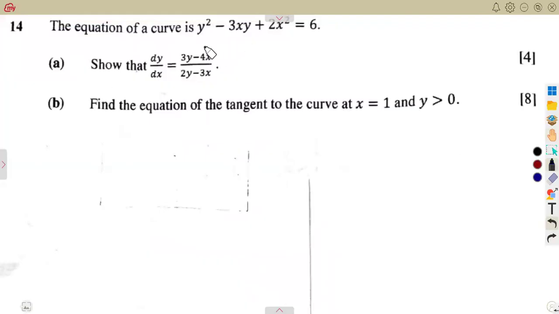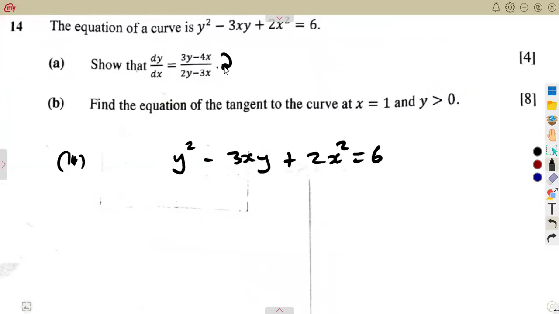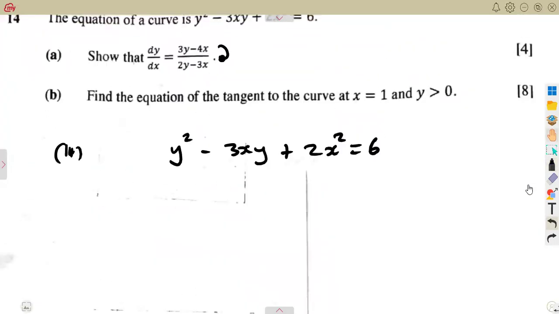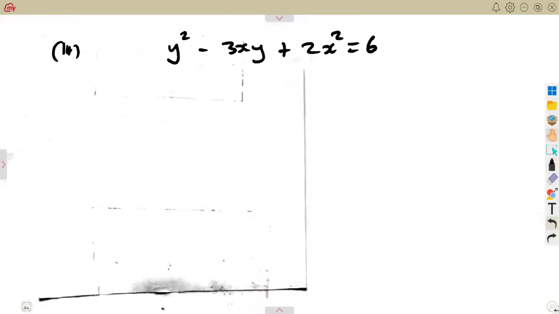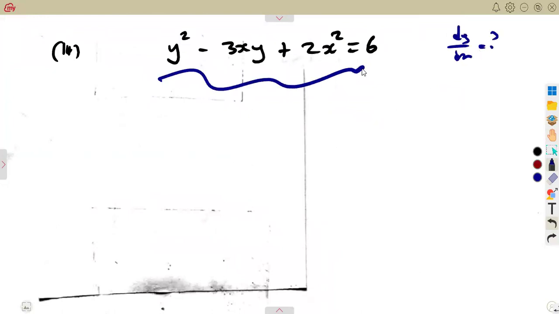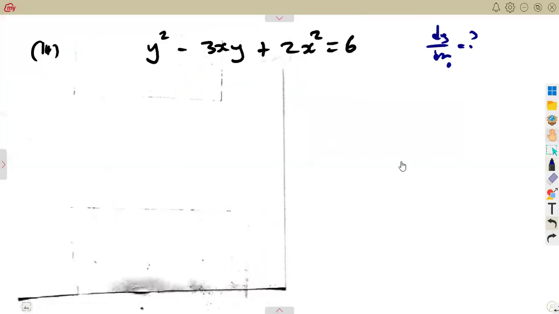There we have got the equation, we are working with an implicit function there. So this implicit function, we have got y squared minus 3xy plus 2x squared, which is equal to 6. They are saying show that the derivative of y with respect to x is equal to that part that we are given. All right, let's just try and solve here. So remember, on our implicit function, we need to find the derivative of y with respect to x. So we must find the derivative with respect to x.